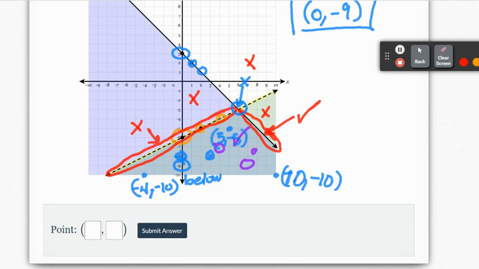Any dot in my double shaded region is what I'm looking for. So you put any one of them in here, (10, -10). That'll work.